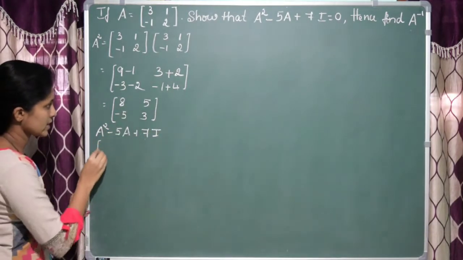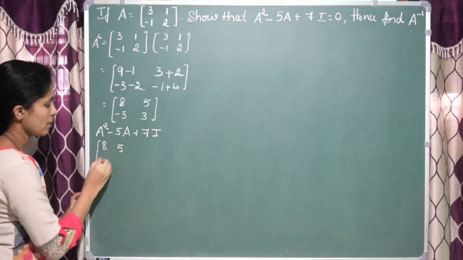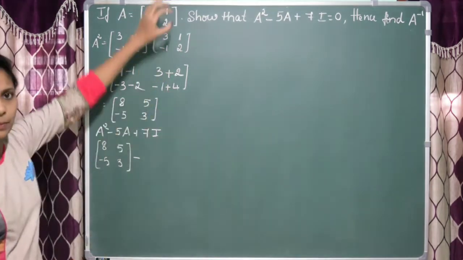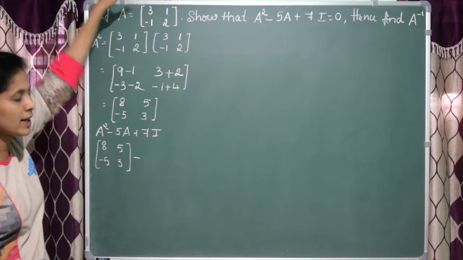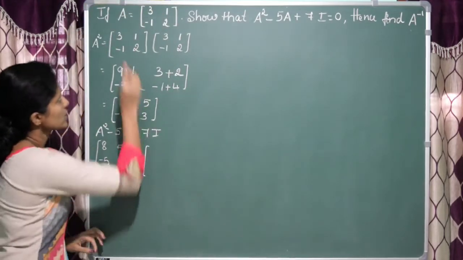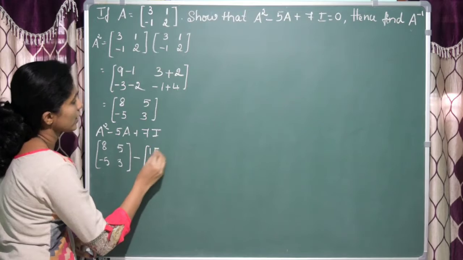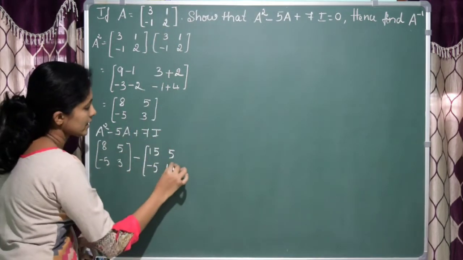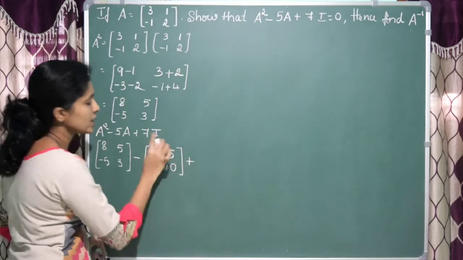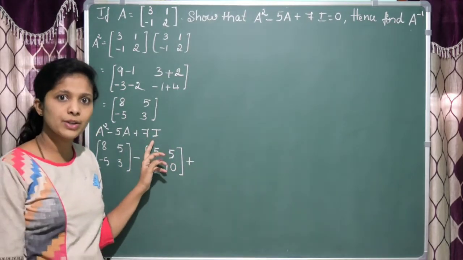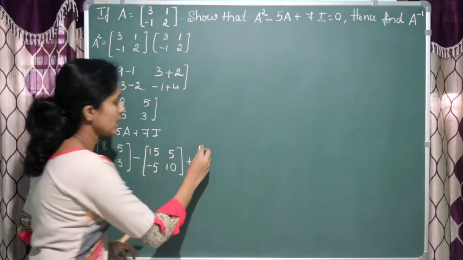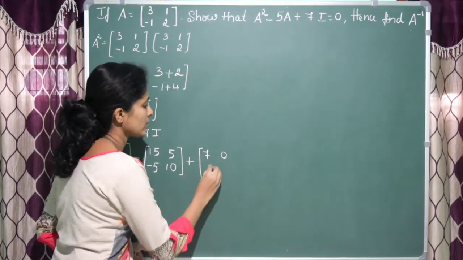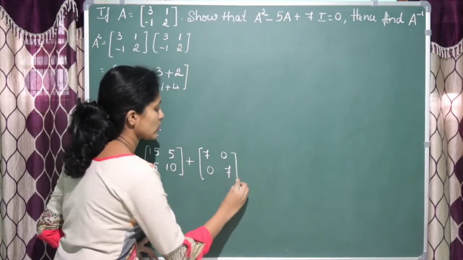So A square, I will write this one: 8, 5, minus 5, 3, minus 5 into A. So you have to multiply each and every term of A by 5. So I will multiply this one. 5 into 3 will be 15. 5 into 1, 5. This will be now minus 5, right? 5 into 2 will be 10, plus 7 into I. Here I is the identity matrix of order 2. So the identity matrix is 1, 0, 0, 1. If you multiply by 7, 7, 0, right? 0, 7.